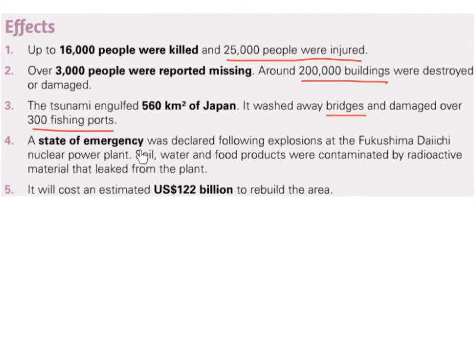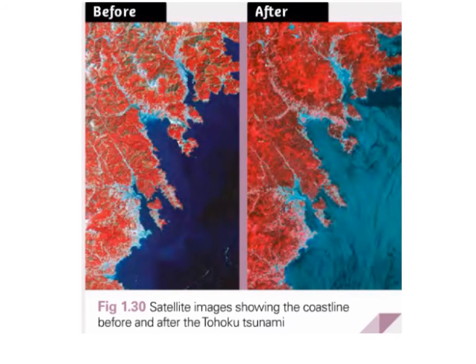A state of emergency was declared following explosions at the Fukushima nuclear power plant. Soil, water, and food products were contaminated by radioactive material that leaked from the plant. It will cost an estimated US $122 billion to rebuild the area.